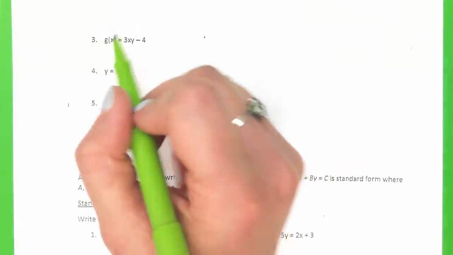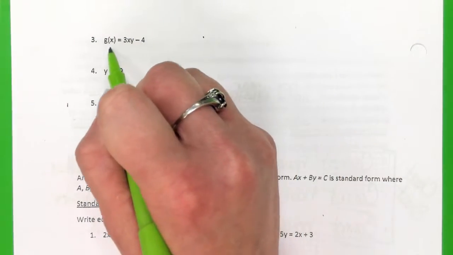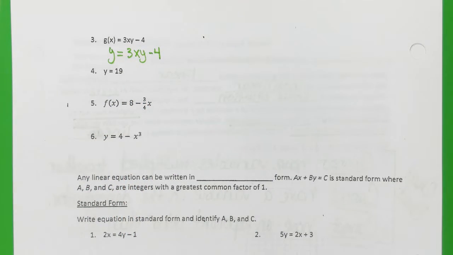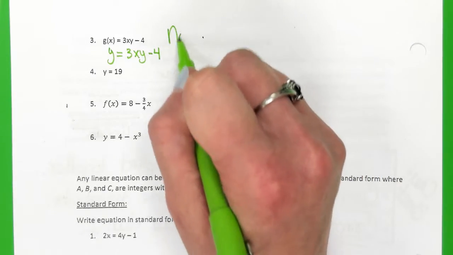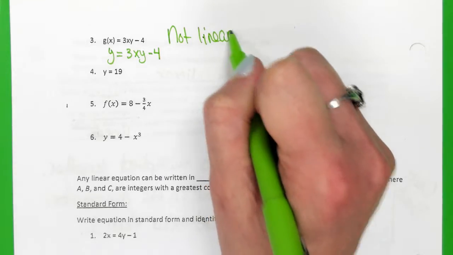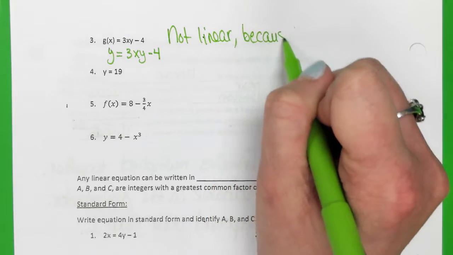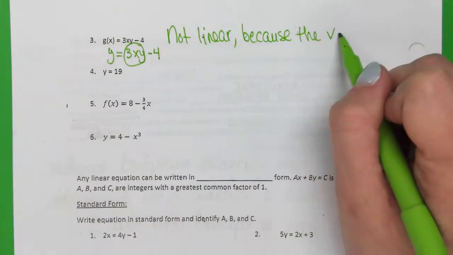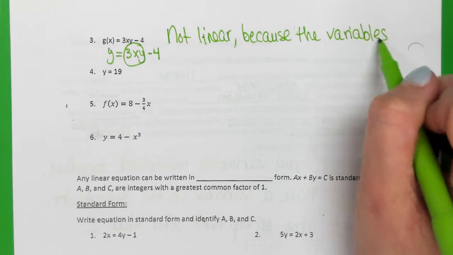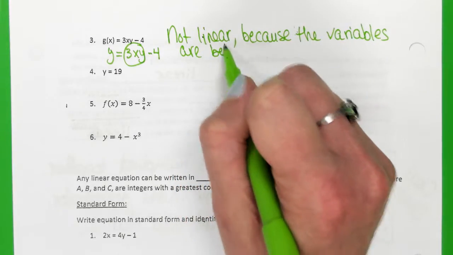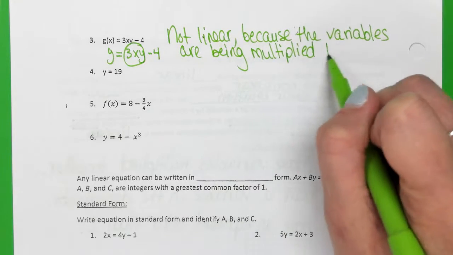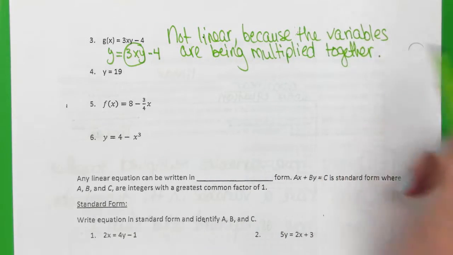All right, what about number 3? G of x. What's G of x the same as? Y. Very good. Look at your cheat sheet. Do we have any letters multiplied together? Yes, we do. So linear or not linear? Not linear. Why? Give me a sentence. It's not linear because the values are being multiplied. Very good. Beautiful.